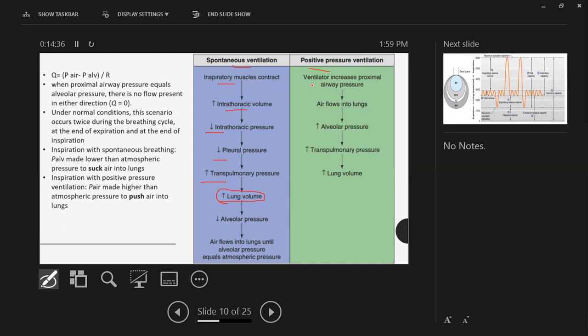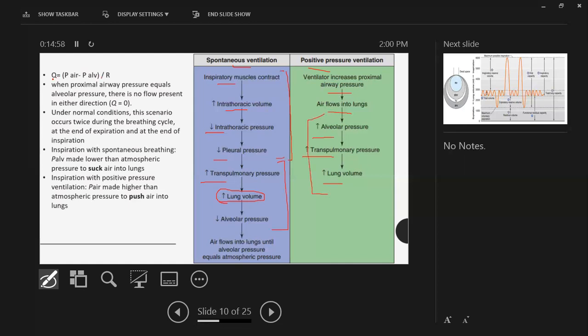In positive pressure ventilation, you are not going through all these steps. Okay? Directly the ventilator increases the proximal airway pressure, pushing the air into lungs, increasing the alveolar pressure, increasing the transpulmonary pressure, and increasing lung volume. Here the order of things is changed. Okay, so if you notice this, you will know.